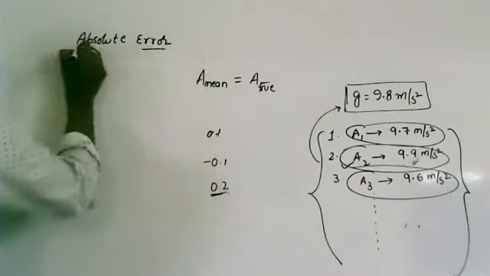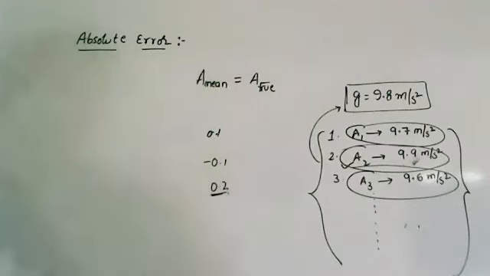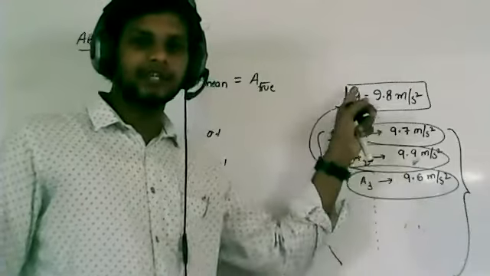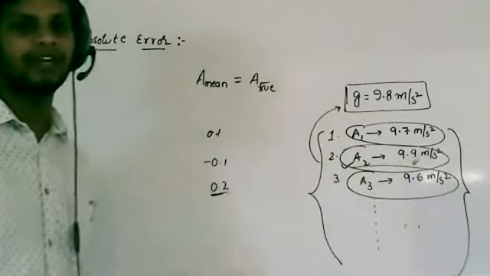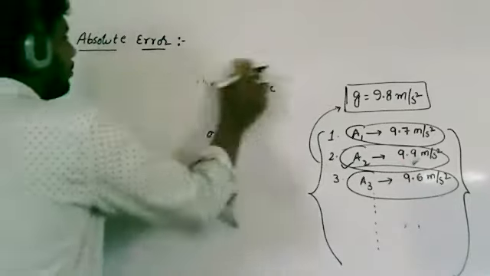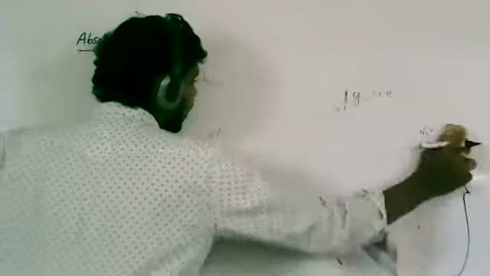Clear? That is called absolute error. Now what do you mean by absolute error? Absolute error is nothing but the difference between the individual readings and the true value or mean value. Clear? True value or mean value.